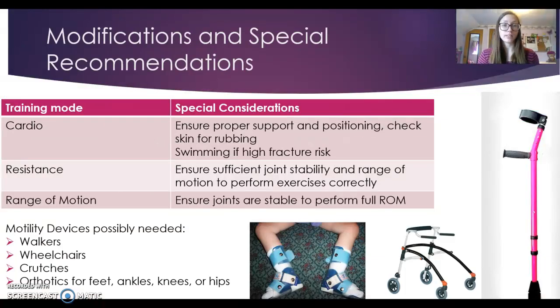So there are some modifications and special recommendations for individuals with CP. For cardio training, you want to make sure that they are properly supported and positioned, and check their skin for any rubbing or irritation if you're using aids or any mobility devices. Again, swimming is an excellent cardiorespiratory training mode if there is a high fracture risk. And for resistance training, you want to ensure sufficient joint stability and that range of motion is performed correctly to avoid any injury. And lastly, for range of motion, you want to ensure that the joints are stable, again, to perform that full range of motion.